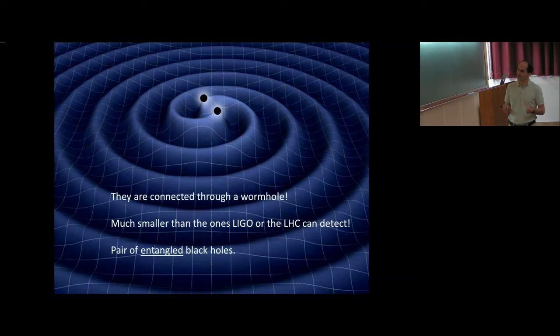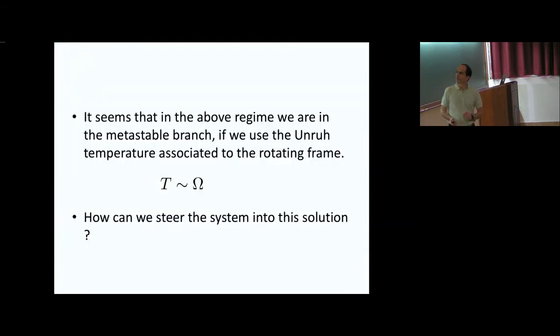From the outside, you could say that they are a pair of entangled black holes. So they are entangled, and somehow their entanglement removes the horizon. They are in the above regime, so for the solution that we discussed, the Unruh temperature is of the order of the angular frequency. It's not equal to the angular frequency, there is a logarithmic correction, but it's basically of the order of magnitude of the angular frequency.